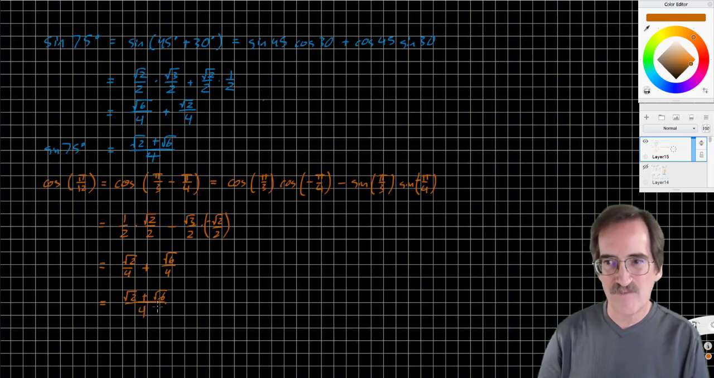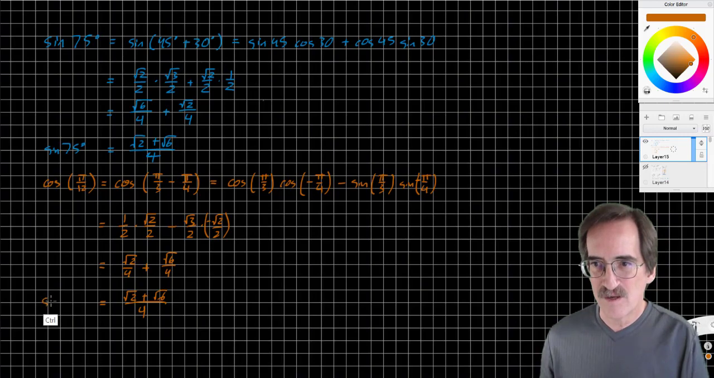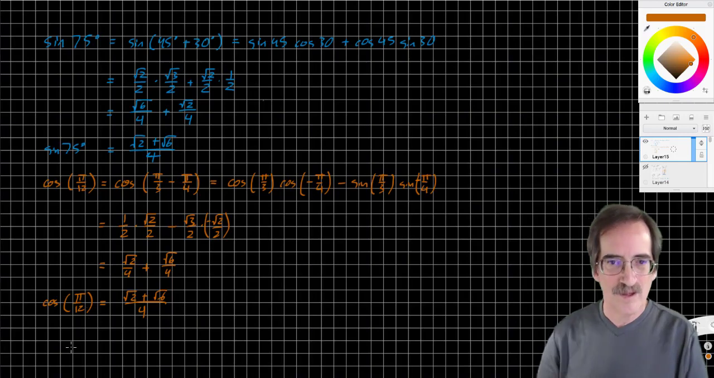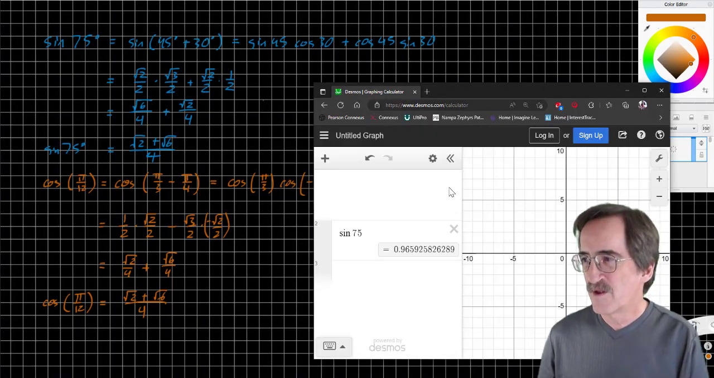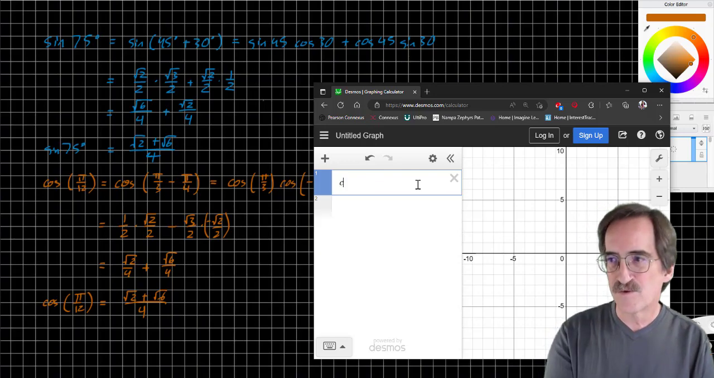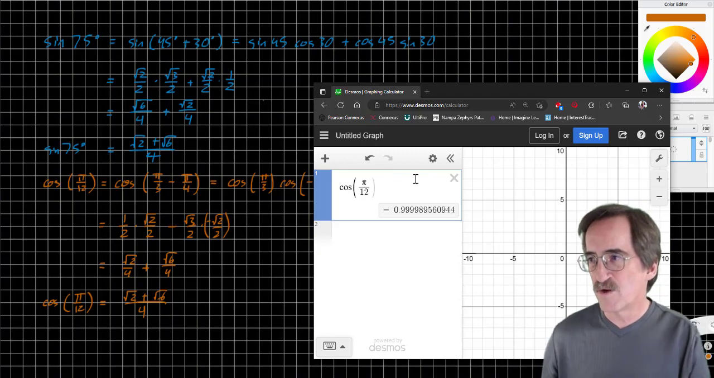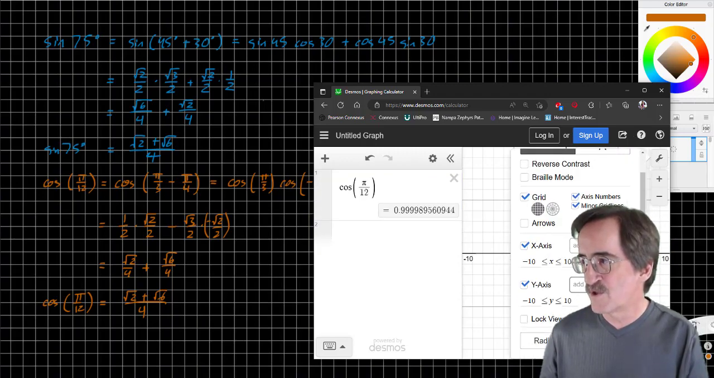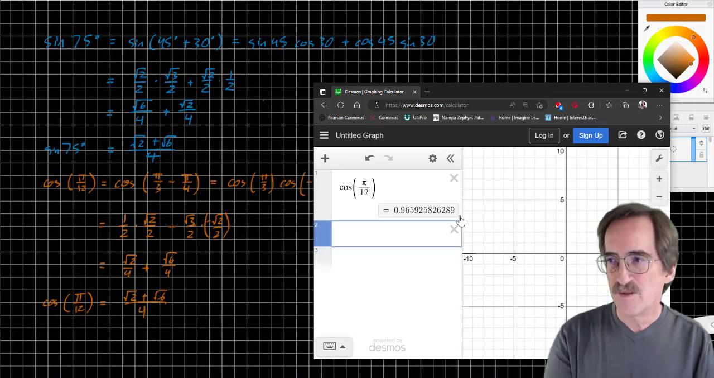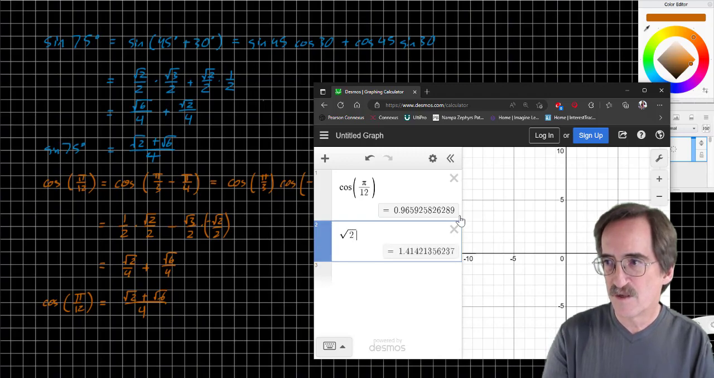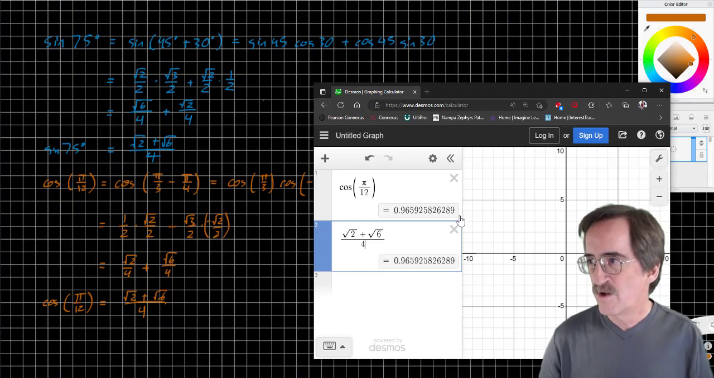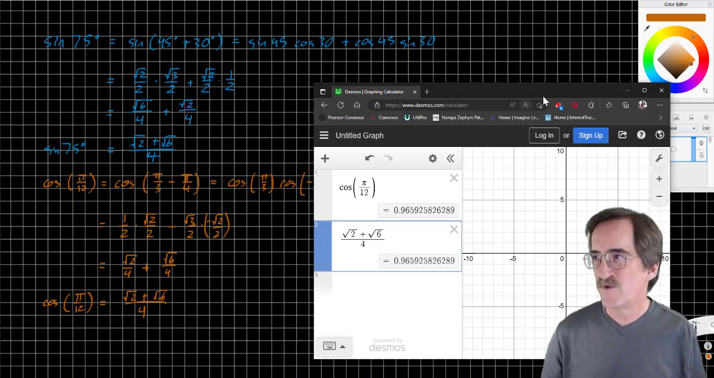Let's verify that. This is cosine pi over 12. Now remember, we're in degrees at the moment, so click the wrench tool and change to radians. Then square root 2 plus, got to get out from under the square root, 6, all divided by 4, and they are exactly the same, so we verified it.